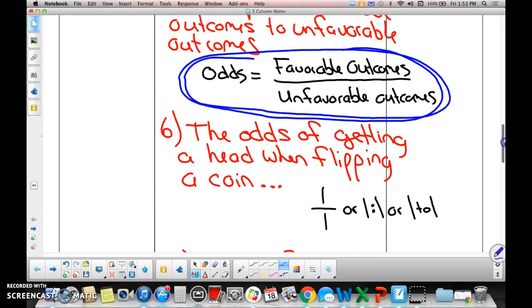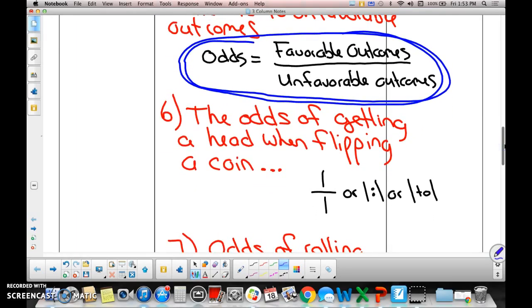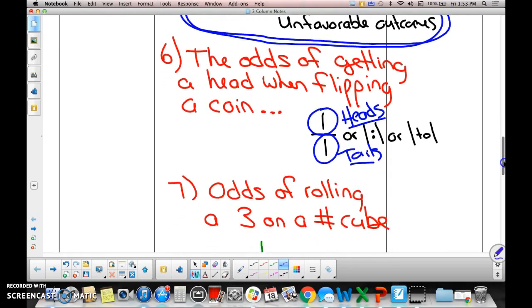What's the odds of getting a head when flipping a coin? How many favorables are there? How many unfavorables are there? What's the favorable in flipping a coin? If I'm asking about heads, what's the favorable? 1. What's the favorable actually going to be, though? 1. Heads. What's the unfavorable actually going to be? Tails. Tails. Okay, so I wasn't really clear what I was asking, but what it was actually called.